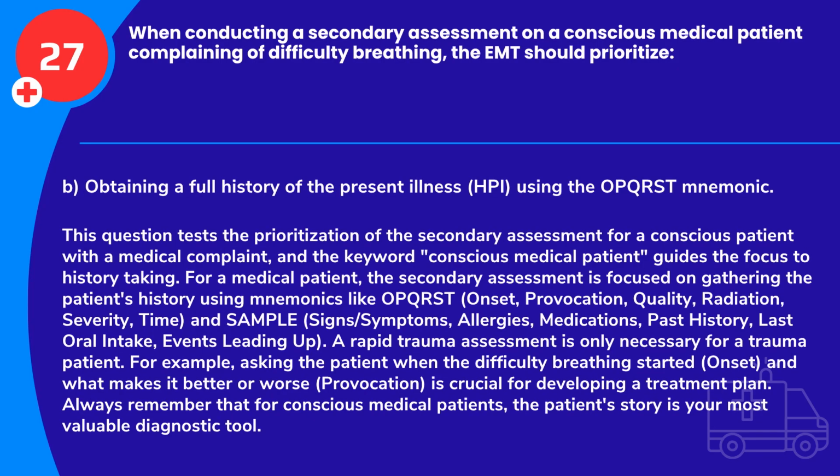Answer: B. Obtaining a full history of the present illness, HPI, using the OPQRST mnemonic. This question tests the prioritization of the secondary assessment for a conscious patient with a medical complaint, and the keyword conscious medical patient guides the focus to history taking. For a medical patient, the secondary assessment is focused on gathering the patient's history using mnemonics like OPQRST, onset, provocation, quality, radiation, severity, time, and SAMPLE, signs/symptoms, allergies, medications, past history, last oral intake, events leading up.